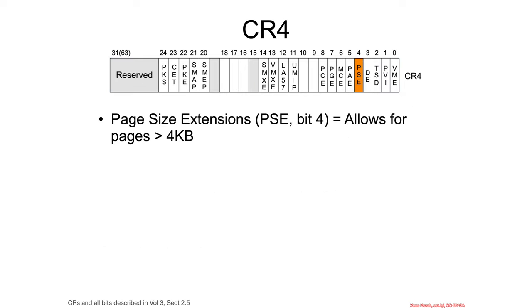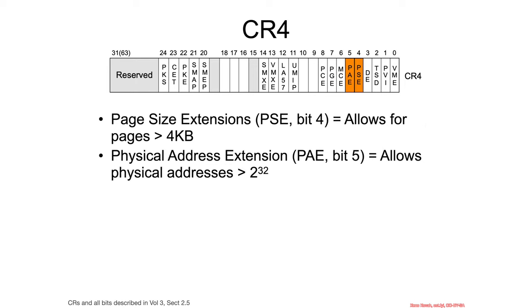Okay, CR4, PSE, page size extensions. This is going to allow the system to use pages that are greater than 4 kilobytes. You can think of 4 kilobytes like it's the default page size. And if PSE is set, then the page tables can start using things bigger than 4 KB. PAE, physical address extensions, allows the hardware to access physical addresses greater than 32 bits.